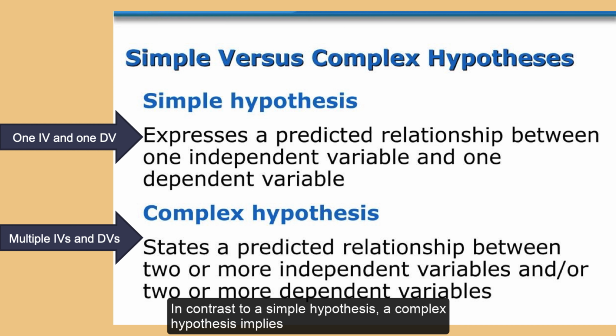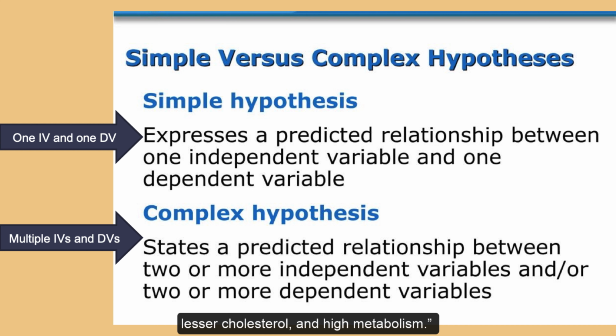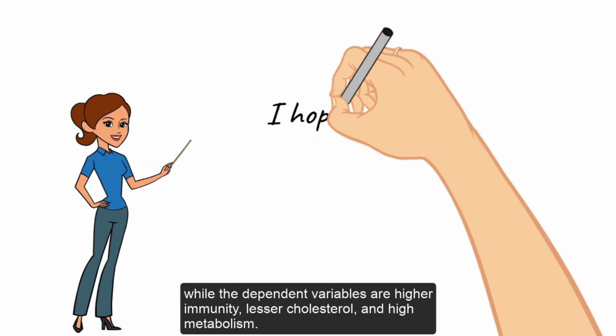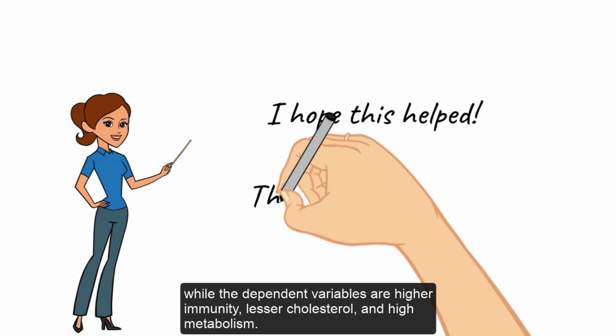In contrast to a simple hypothesis, a complex hypothesis implies the relationship between multiple independent and dependent variables. For instance, individuals who eat more fruits tend to have higher immunity, lesser cholesterol, and high metabolism. The independent variable is eating more fruits, while the dependent variables, more than one, are higher immunity, lesser cholesterol, and high metabolism.